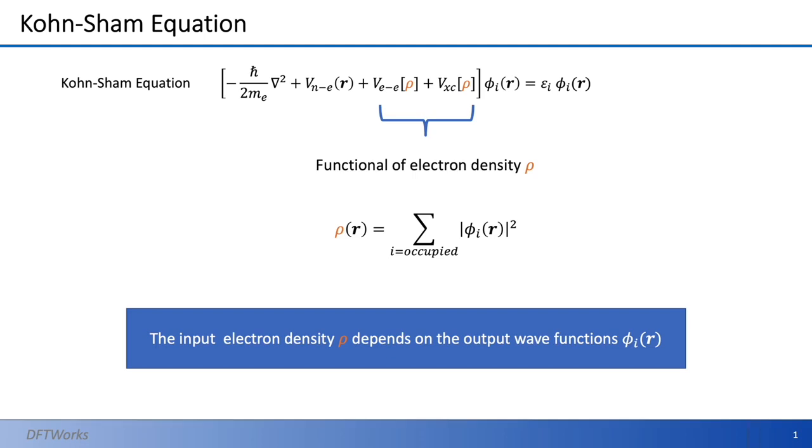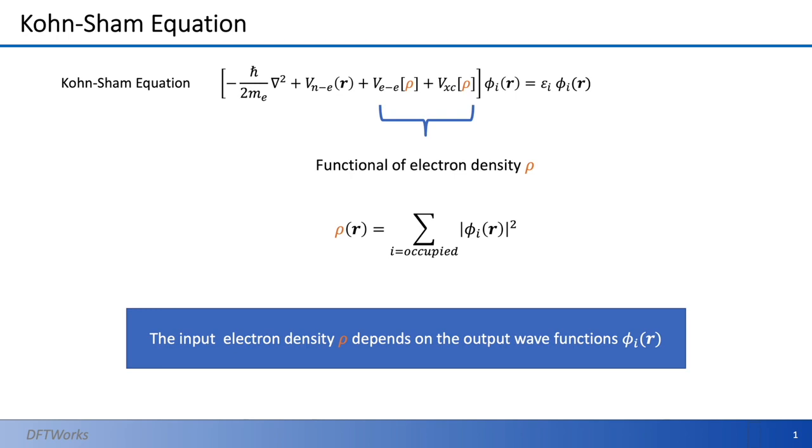What a DFT software package does is mainly to solve the quantum equation. In the quantum equation, the first term of the Hamiltonian is the electron's kinetic energy. The second term is the interaction between the electron and the nuclei. The third term is describing the interaction among electrons. And the fourth term is the exchange correlation potential.